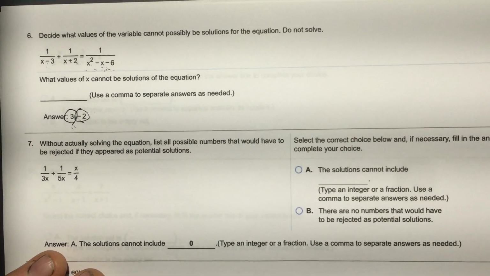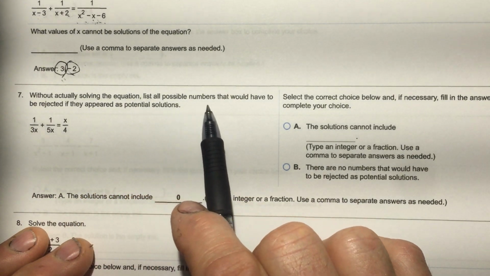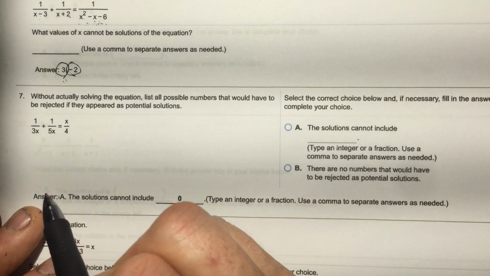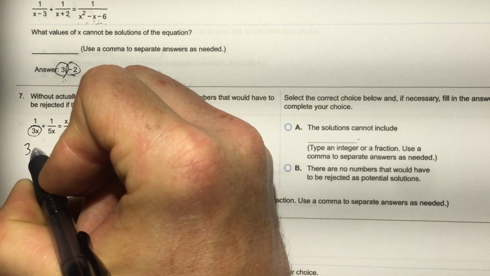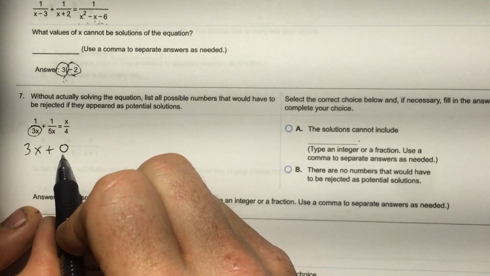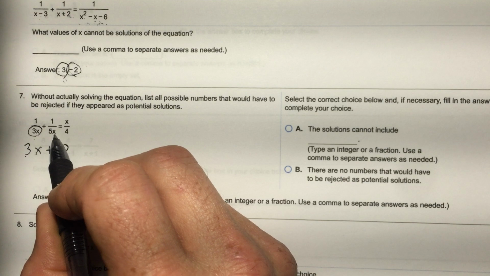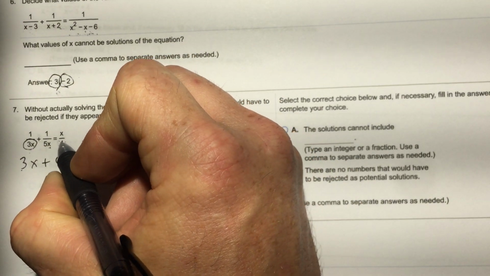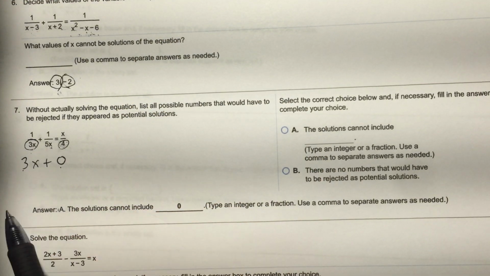Number 7 here, same kind of situation. Without actually solving this equation, list the possible numbers that would have to be rejected if they appeared as potential solutions. Well, right here, this is just 3x. Look here, 3x, but there's no number, so it's plus 0. So it's going to be 0 divided by 3, which is 0. So x can't be 0. And here, same thing, 0. And there's no variable here, so we don't have to worry about that one. There's no variable in it. So x can't be 0.